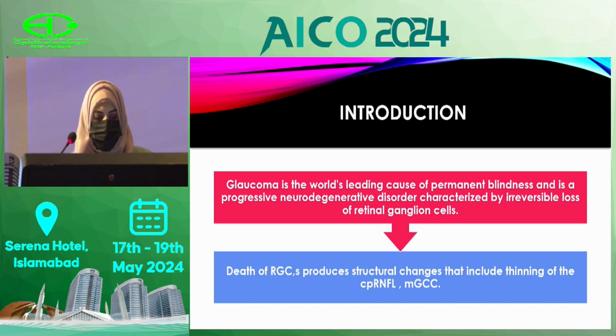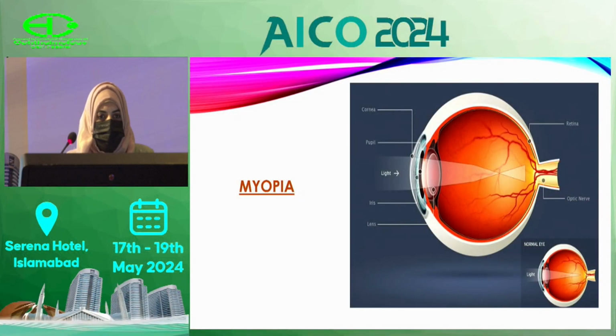Now let's start with a brief overview of glaucoma. Glaucoma is the world's leading cause of permanent blindness and a progressive neurodegenerative disorder. Death of retinal ganglion cells produces structural changes that include thinning of the CPRNFL and macular ganglion cell complex thickness. What is myopia? As you know, myopia is a refractive condition in which parallel rays of light entering the eye do not focus on the retina, but focus in front of the retina.